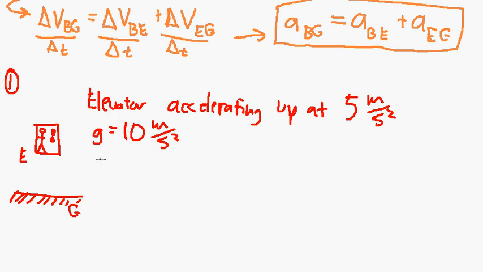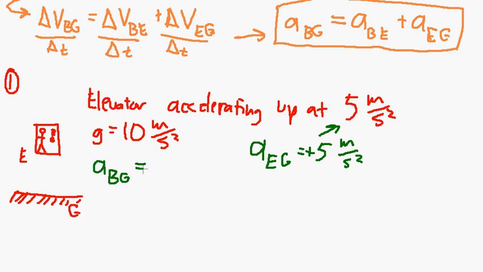So what's happening here, let me switch to green. What's our variable for this using this scheme? It's the acceleration of the elevator with respect to the ground. So acceleration of the elevator with respect to the ground equals 5 meters per second squared. You can say plus 5 meters per second squared since it's going up. The ball is accelerating with respect to the ground at negative g. Acceleration of the ball with respect to the ground is negative g, negative 10 meters per second squared.